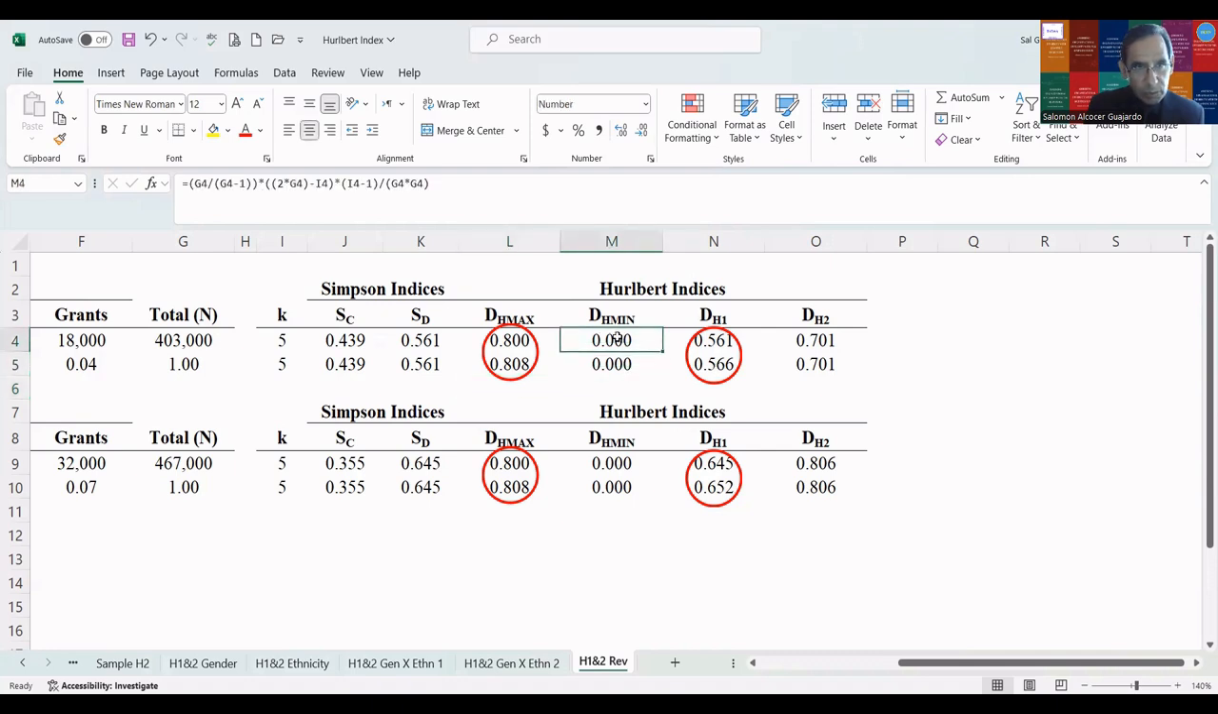The minimum score is going to be 0. Again, that's going to be the total revenue divided by total revenue minus 1 times 2 times total revenue minus 5 times 5 minus 1 divided by total revenue times total revenue. That gives me a value of 0.